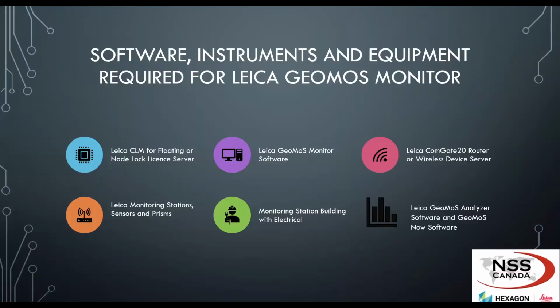So first, what we have is the main components. So we have the software, the instruments, and the equipment. We have the CLM, which we download on a computer, which does all our licensing. We have the software, which everything talks to, so all the equipment talks to. We have the CommGate that talks from the instrument to the monitor software. We also have the monitoring station sensors and prisms, such as GPSs, piezometers, so on and so forth. We have the monitoring station building with electrical and Leica GeoMoS Analyzer software and GeoMoS Now software. I'm going to get further into detail as we go on.